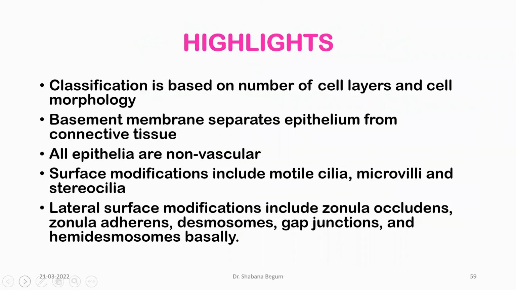Now, highlights of what we have learned today. First, the classification is based on the number of cell layers and the cell morphology, that is the shape of the cells. The basement membrane separates the epithelium from the underlying connective tissue. All epithelium is avascular. The surface modifications include cilia, microvilli, and stereocilia. And the lateral surface modifications include, as we have discussed, the cell junctions.